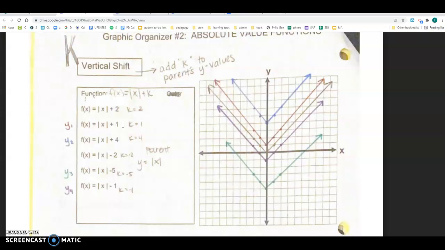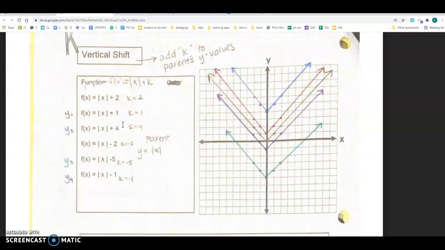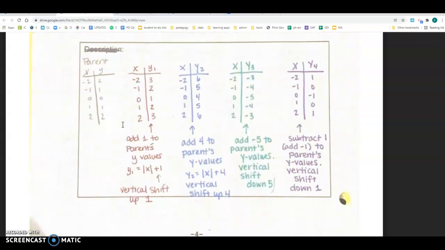I did color code this. If you do want to see this at any point, I linked this on Schoology under today's submission, or under today's section in the folder for week 16. And then I just crossed out description. That's where you'll see where my tables were.